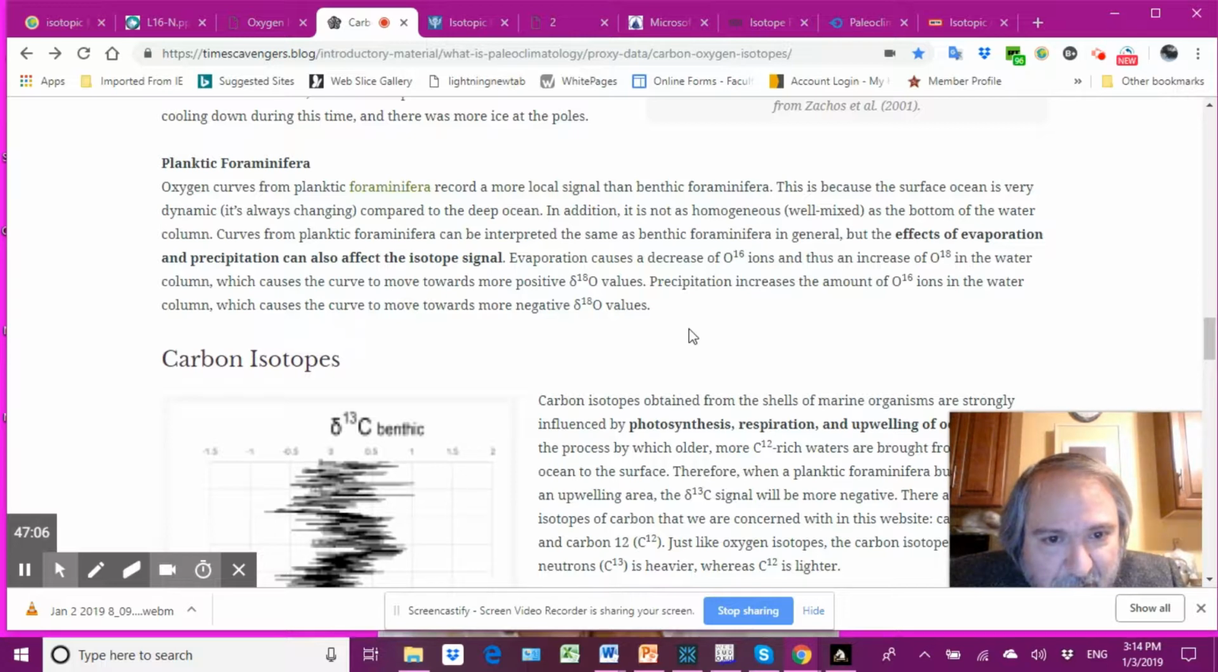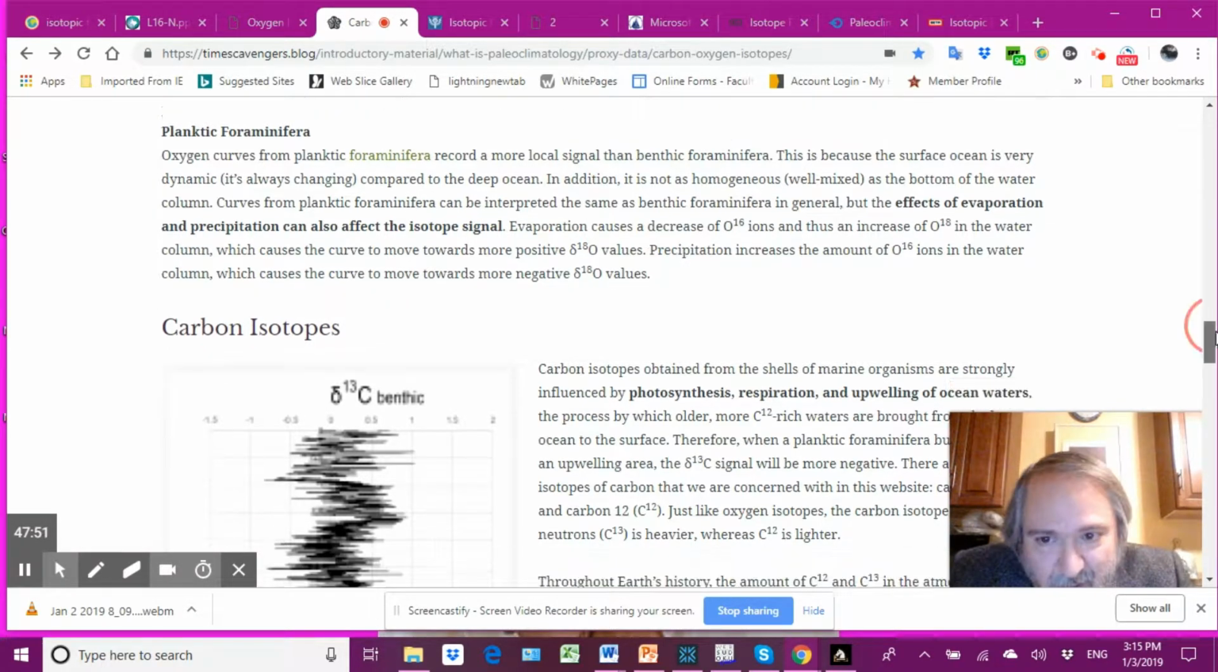Evaporation causes a decrease of O16 ions and an increase of O18 in the water column, which causes the curve to move towards more positive Del 18 values, and precipitation increases the amount of O16 ions in the water, which causes the curve to move towards more negative values. So you get a little more fluctuation with the Del 18 values when you look at planktonic foram because of the ever-changing dynamic. It's like recording the temperature at a location over 24 hours. You're going to have a lot of wide fluctuation. But now do that every day, and then what's your climate? What's your average temperature? Kind of the same idea here.